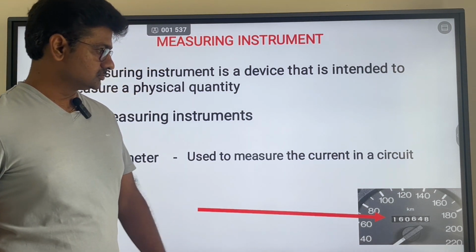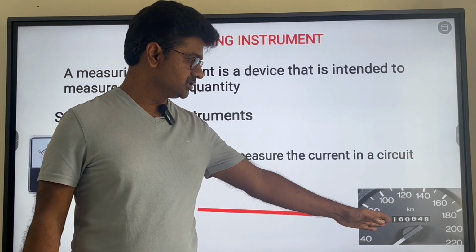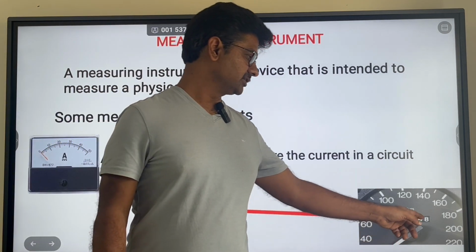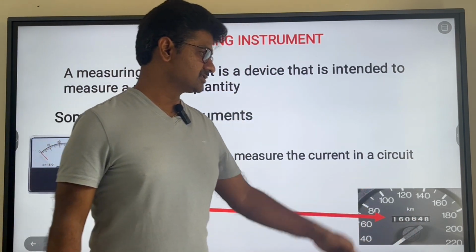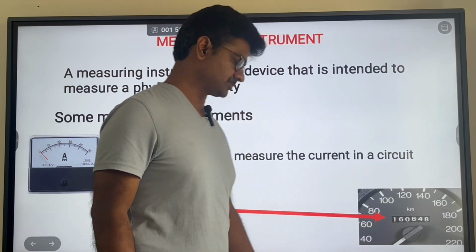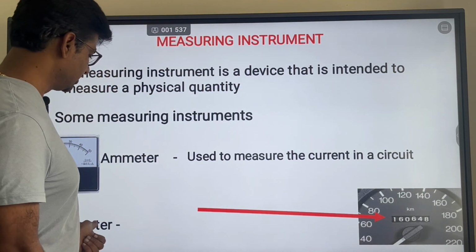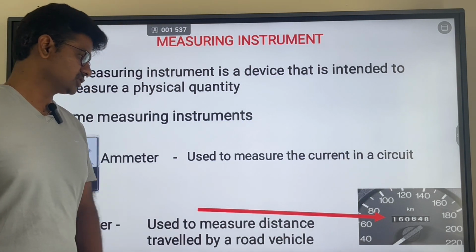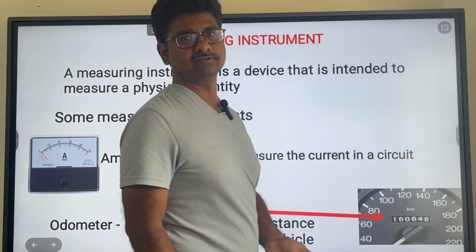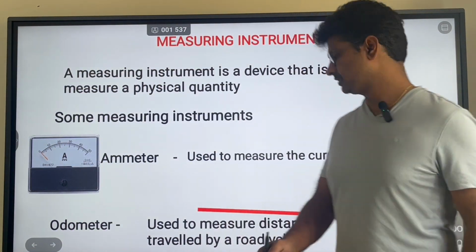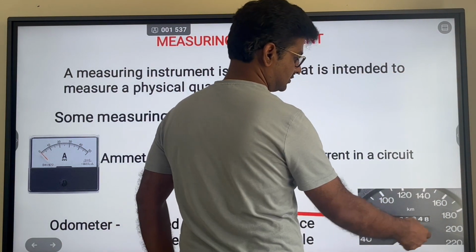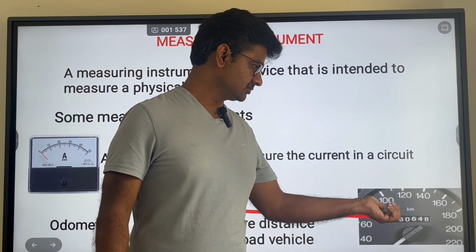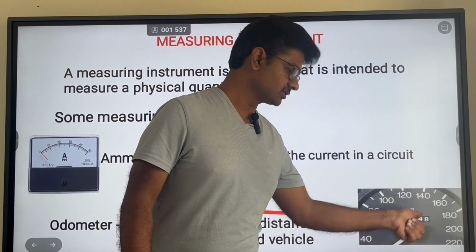Similarly, there is some reading here in kilometers. What is this? This is actually the reading of a vehicle. So what is this measuring instrument? It is an odometer, right? What is the purpose of an odometer? It is used to measure the distance traveled by any road vehicle, whether it's a bike, car, truck, whatever. You might have seen this. But this is your odometer.